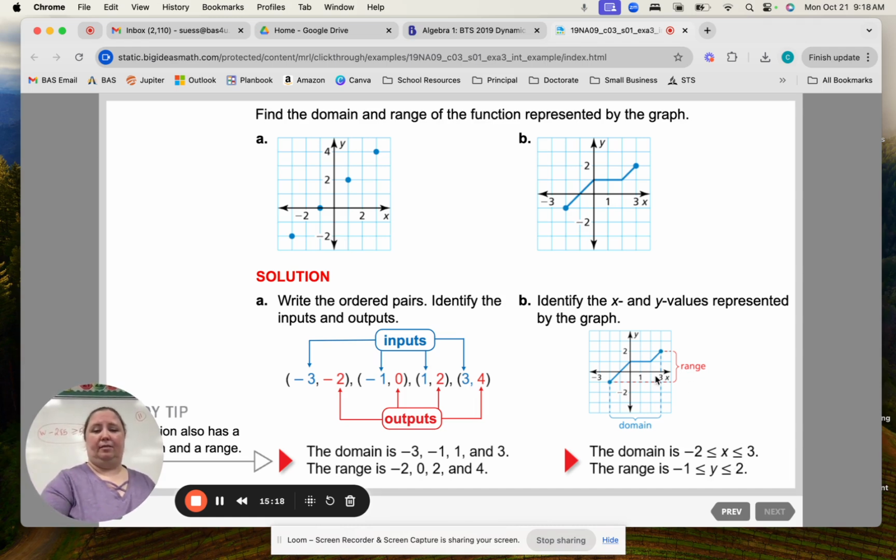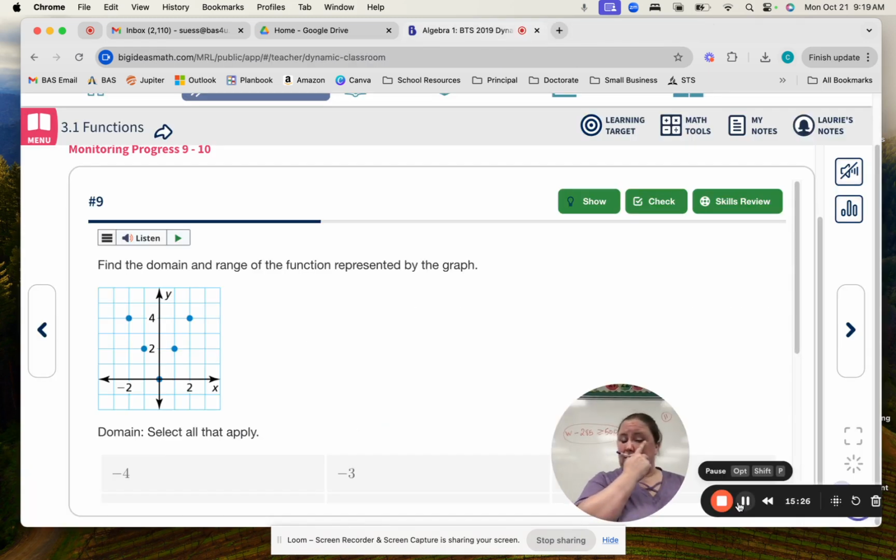All right, I'm going to pause and give you just a minute to finish writing all that. So once you have written all of this, then go ahead and do your monitoring progress. I want to talk about each of these just to help you. Plus, sometimes the monitoring progress is like an additional example they didn't really teach you. I moved my face so you guys can see this better.